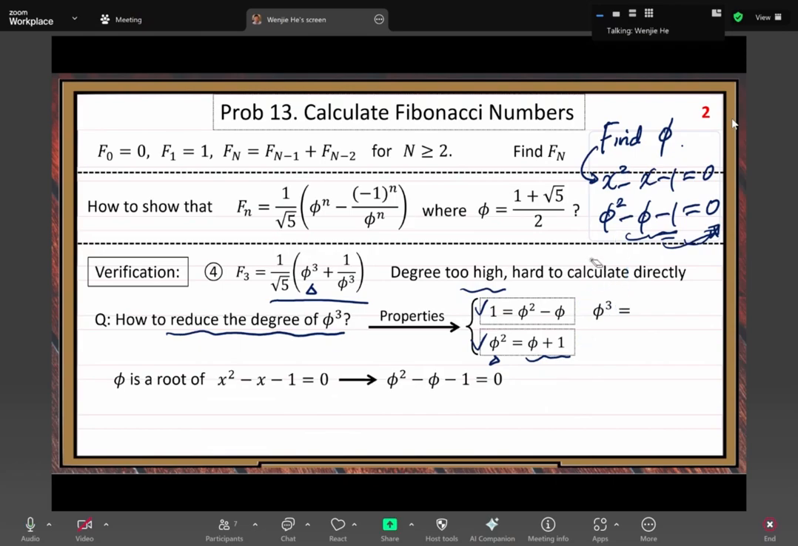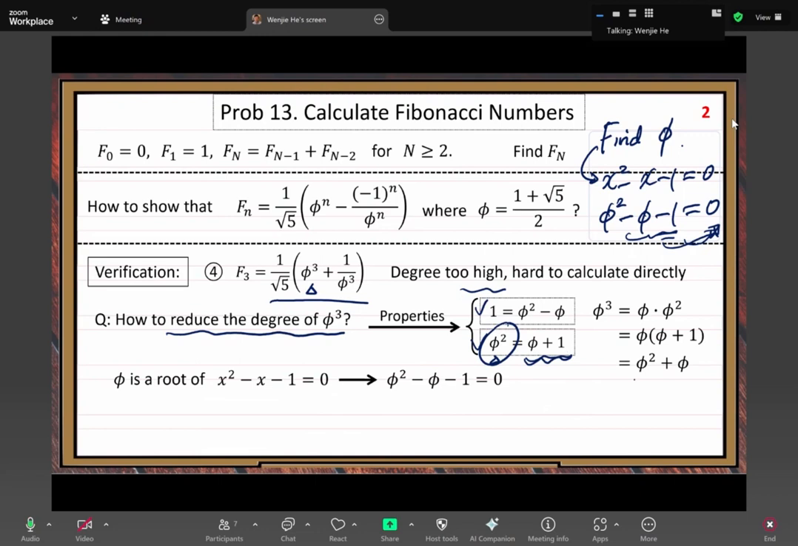Phi cube, now we can break it into the product of phi times phi squared, because we want to reveal that phi squared and make it stand out. Then we can replace it by another expression, phi plus 1. So phi times parenthesis phi plus 1. Then, multiply through, we have 2 terms. First term phi squared plus second term phi.